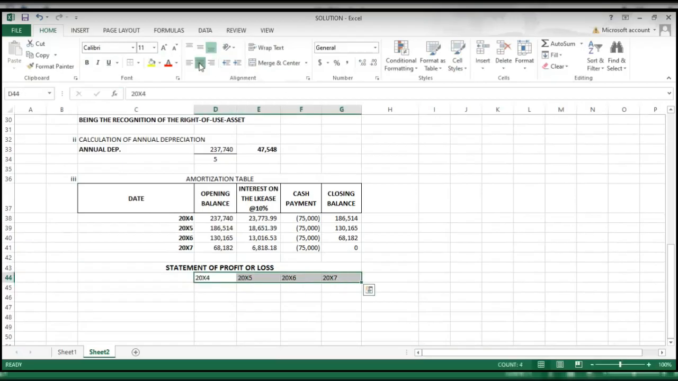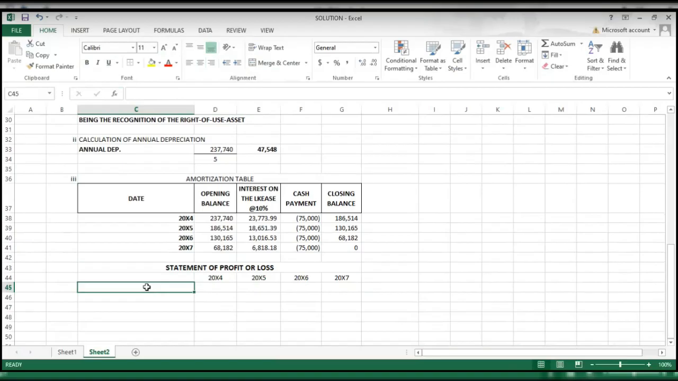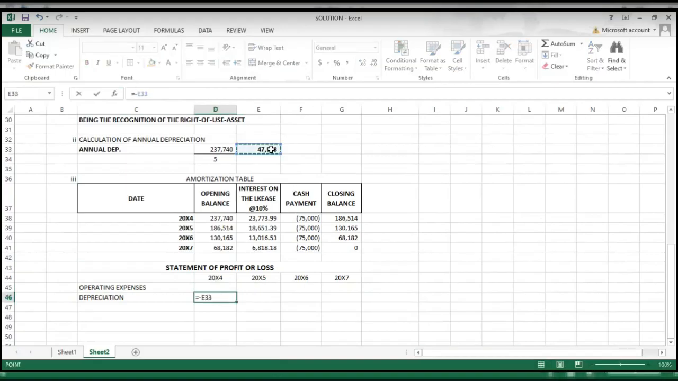That is what we have here. And then the first item we are taking to this financial statement is what? Under operating expenses, don't forget, under operating expenses, we are going to be having depreciation. That is annual depreciation, and that is how much we have computed here. That's going to be the same over the years. Of course, it has to be in brackets. Annual depreciation has to be in brackets, and so we have it evenly spread.